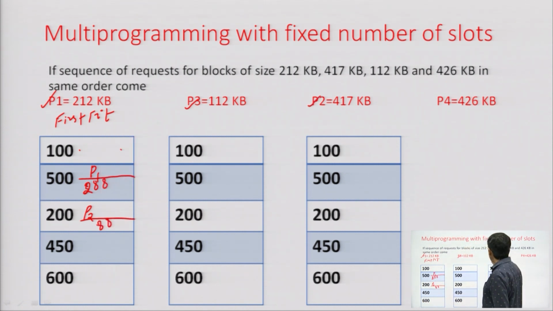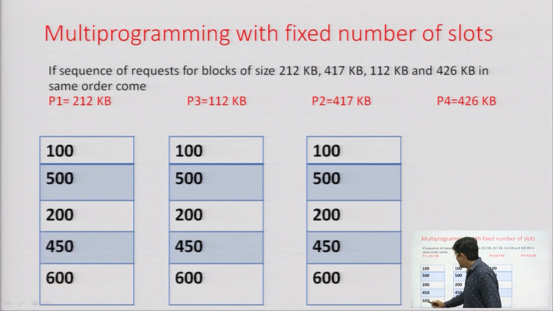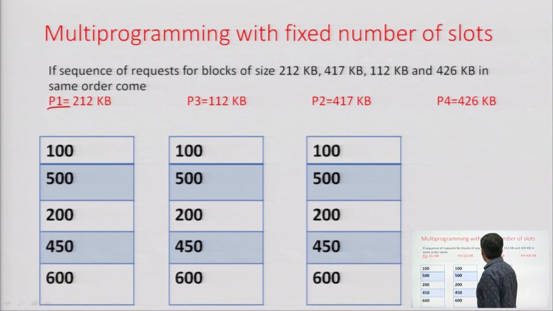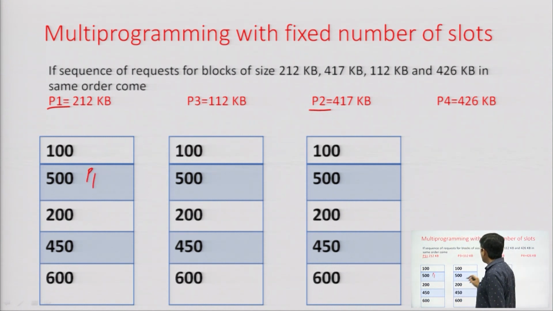Then you have the P2 process, just scan it from top to bottom. 100 cannot accommodate 417 size, 450 can accommodate. This is 212, 417. Okay, we will have to change the order. So, changing the order, we will take this one first and then this. So, 212 can accommodate here. Then P2 of size 417 can only accommodate here.